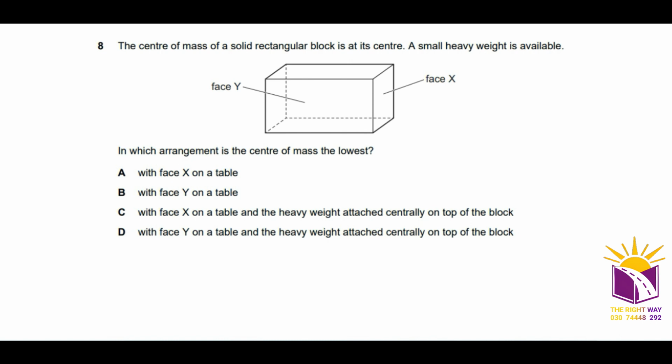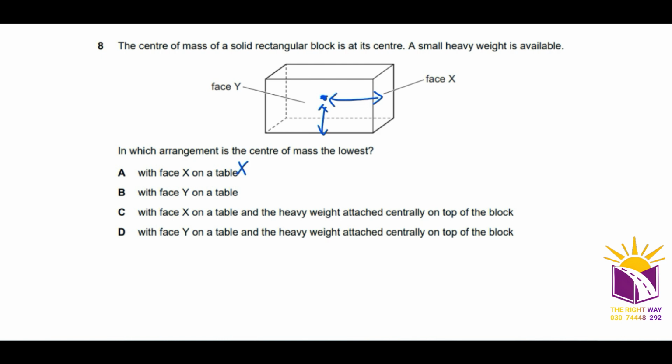Question number 8. The center of mass of a solid rectangular block is at its center. A small weight is also available. In which arrangement is the center of mass the lowest? With face X on the table, this is the distance of the center of mass. With face Y on the table, this is the center of mass. Okay, for here X is the wrong answer because Y is less than X.